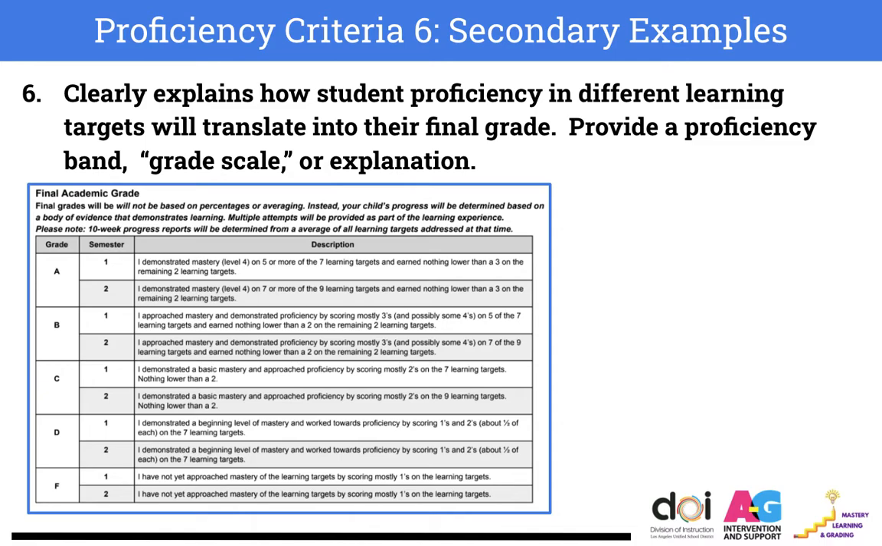So in the first semester, in order to earn the grade of A, the student must demonstrate level 4 on 5 or more of the 7 learning targets that semester. They cannot have anything lower than a 3. And this number changes for semester 2. It seems that the teacher is planning on covering more learning targets that second semester, and they've adjusted the description.